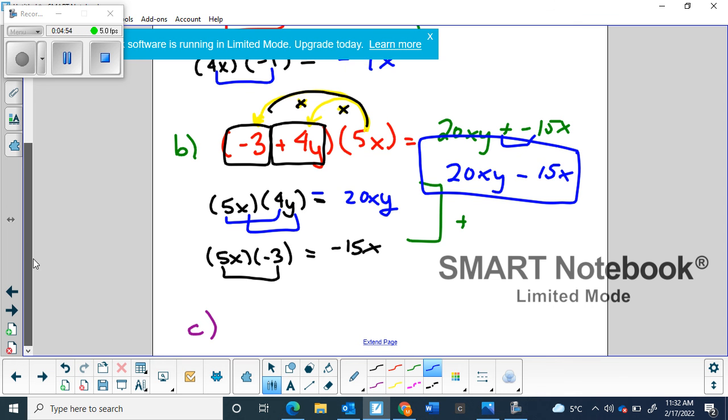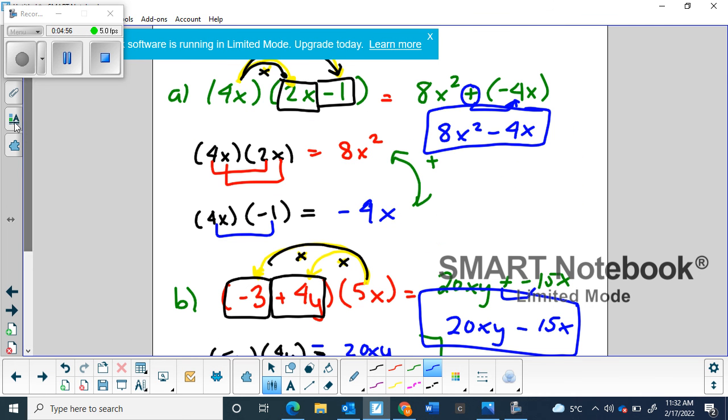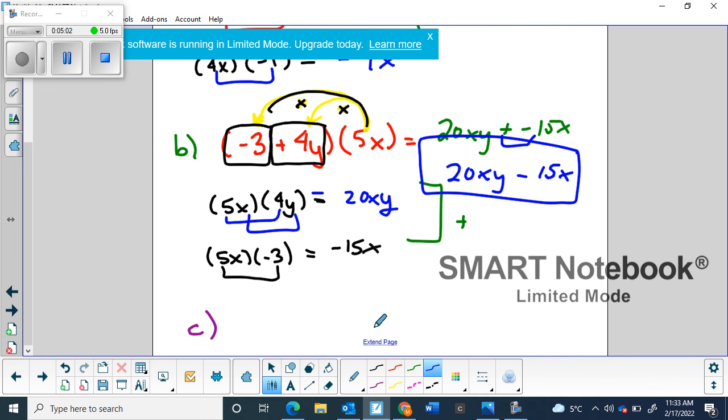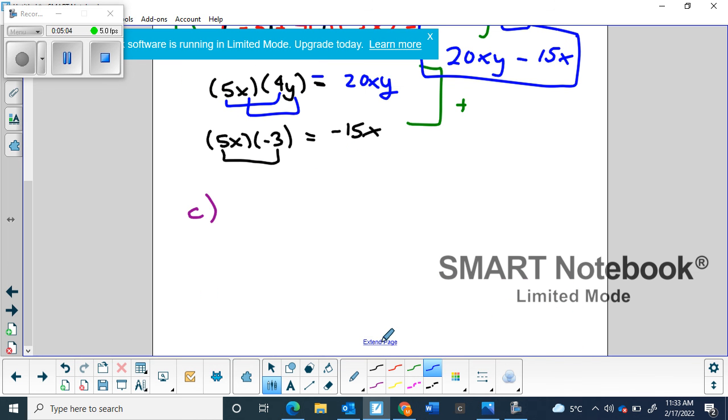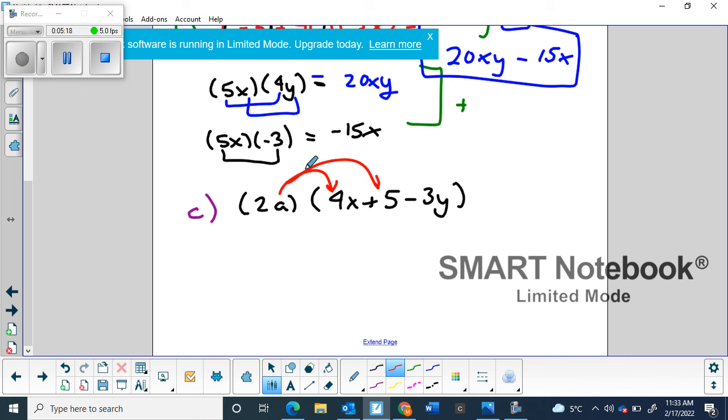And that's how we would solve a monomial times a binomial. Now, it can also get trickier, and we can do it times a trinomial. It's going to be the exact same thing. So, for example, if I have 2a times 4x plus 5 minus 3y, the exact same thing is going to happen. We're just going to rainbow it to every single term. And we would solve that way. It would just take a little bit more work.